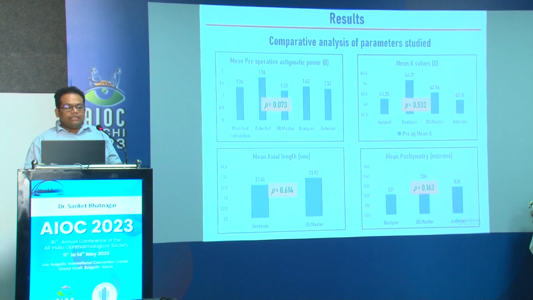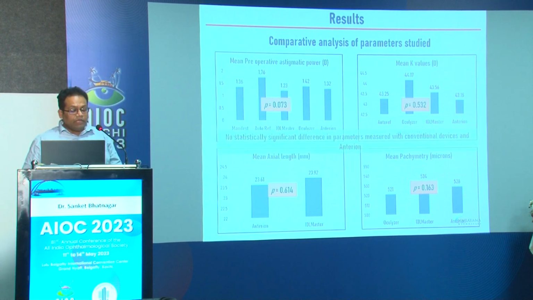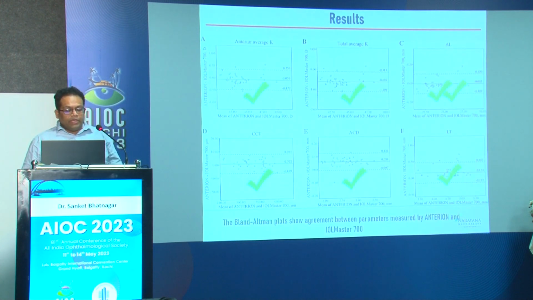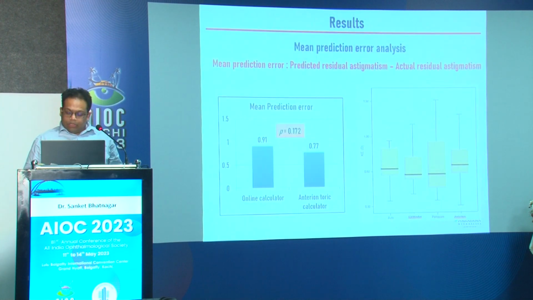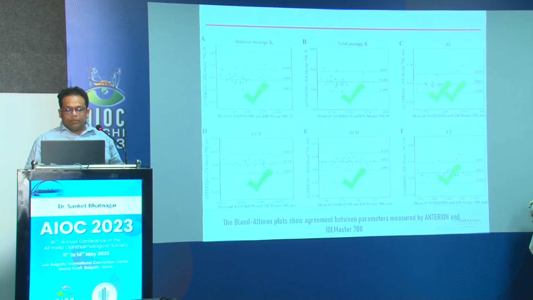Now, comparative analysis of all the parameters that were measured, which were mean preoperative astigmatic power, keratometry values, axial length, and pachymetry, showed no statistically significant difference, and there was no variability between the devices. Coming to the Bland-Altman plots for agreement, both Anterion and IOLMaster showed favorable agreement with excellent agreement shown for axial length. And axial length was so agreeable that we saw that it can be used interchangeably also.